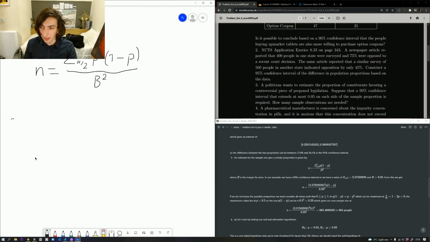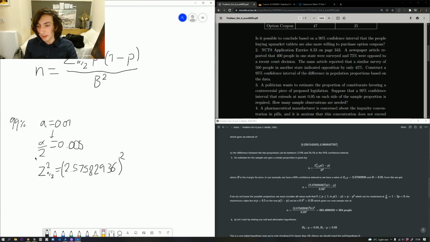We knew that it was a 99% confidence interval. So alpha was 0.01. So alpha over 2 is just 0.005. Sorry, add an extra 0 in there. Which gives us, that is a pretty good confidence interval, finally the z alpha over 2 as 2.57582936, and then we square it. So we're going to put that in there. All right, let's just slide that up.